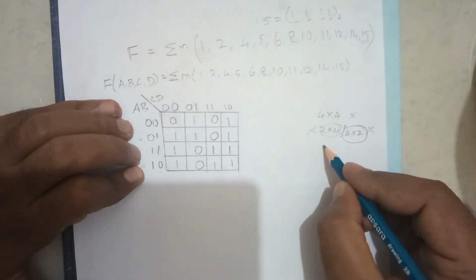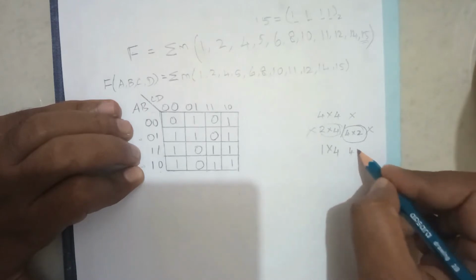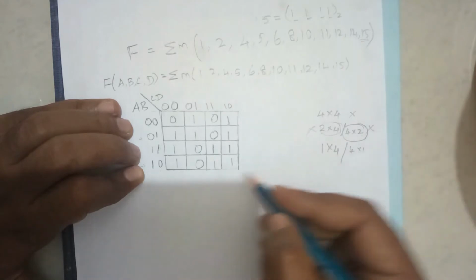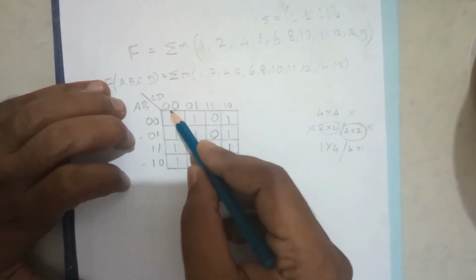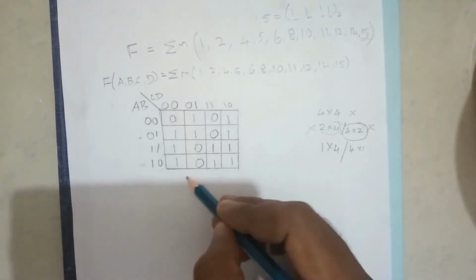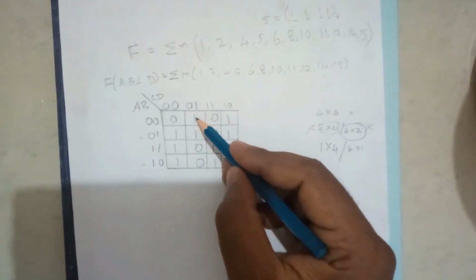So the next step is to check whether 1 row 4 column or 4 row 1 column is possible. Let me check whether 4 rows and 1 column is possible or not. 4 rows means all the rows but only 1 column. When I check with this one, zeros are there, so I can't group. All the rows should consist of 1 for this case.